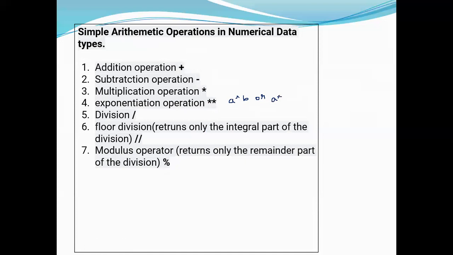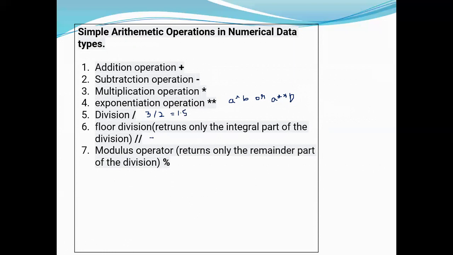So A star star B is used to denote exponentiation in the Python language. That is A power B. We also have two different divisions available in Python. One is the normal division operation, and another is the floor division operation. What are the differences? Let's suppose I'm going to divide 3 by 2. So what will be the result? 3 divided by 2 will give me 1.5.